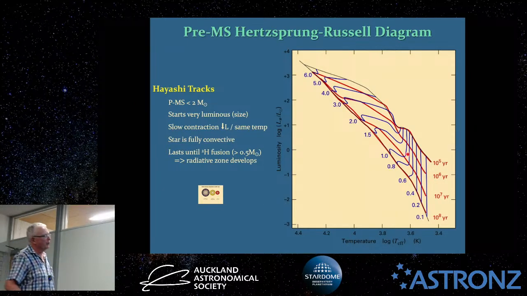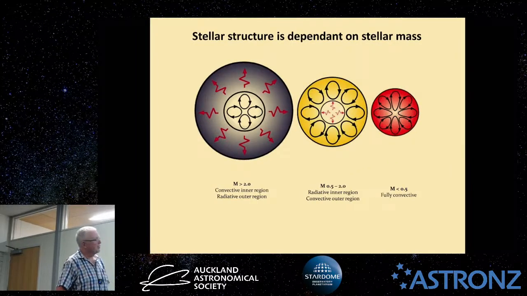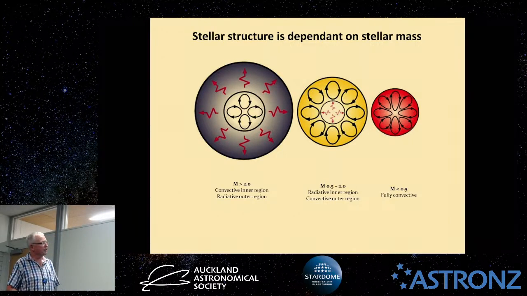So you can see the smaller the mass, the longer it spends on a Hayashi track. It stays fully convective, usually until some deuterium fusion kicks in. That raises the heat even more, and that's when radiative zones start kicking in, and you start getting the horizontal tracks. Now, I've got a nice little slide for you, recapping what's going on in the interior of these stars.